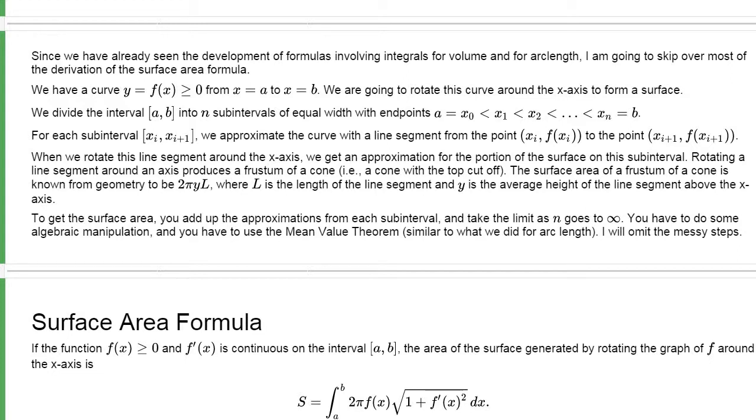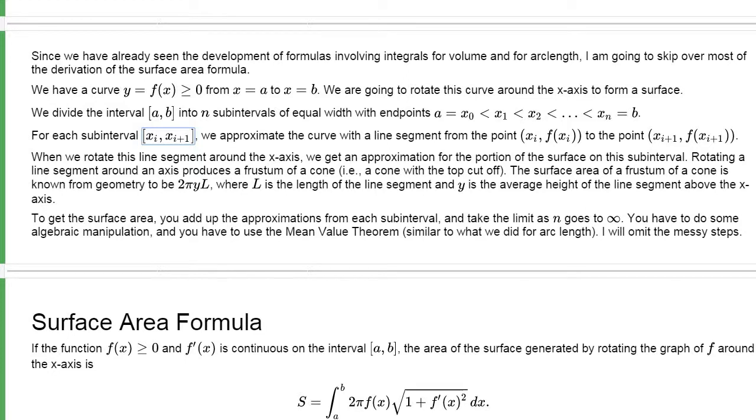Okay? So I'm not going to go through every single bit of algebra that is involved in doing that. We saw how you get the formulas for volume and for arc length, and it's similar kind of stuff that goes on. So we have a curve. I'm going to assume my curve is positive, so above the x-axis from x equals a to x equals b. I'm going to rotate that curve around the x-axis to form a surface. I'm going to divide my interval along the x-axis from a to b into n subintervals of equal width, label my endpoints in the normal way. For each subinterval, I'm going to approximate the curve with a line segment, just like we did with arc length, but instead of finding the length of that line segment, I'm going to rotate that line segment around the x-axis.